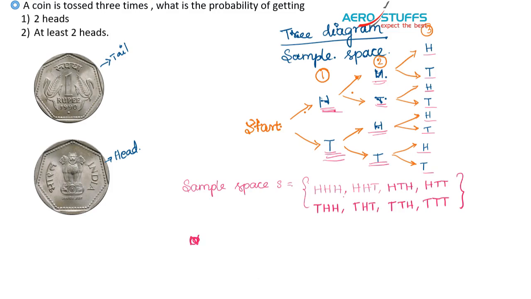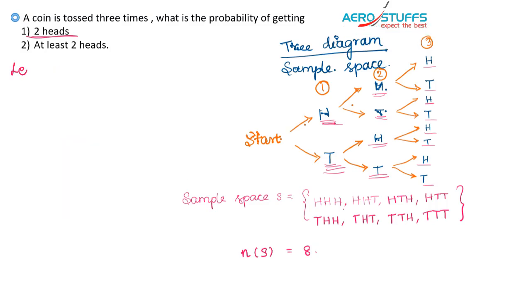So this is what we call the sample space. The sample space is the outcomes of an experiment. A random experiment means you know the outcomes, but you don't know which will come. You cannot predict the exact outcome, but you know all the outcomes. So n of S, the number of outcomes, is equal to 8. This is the total number of happenings. Now we'll solve the problem.